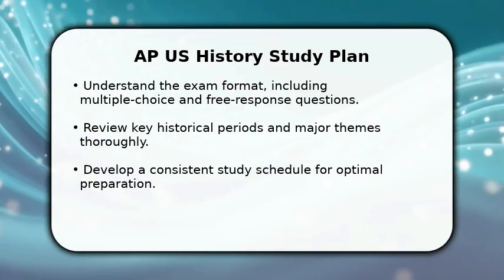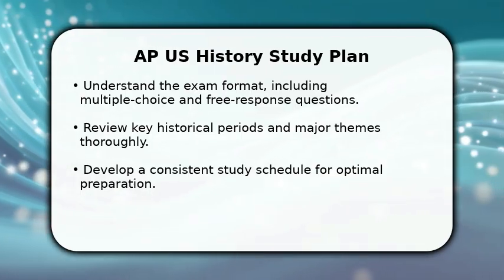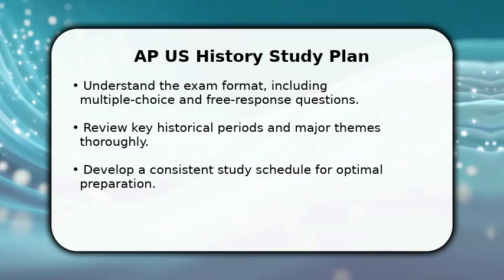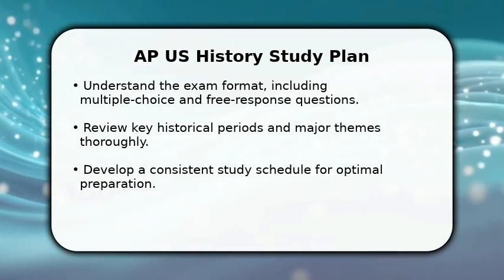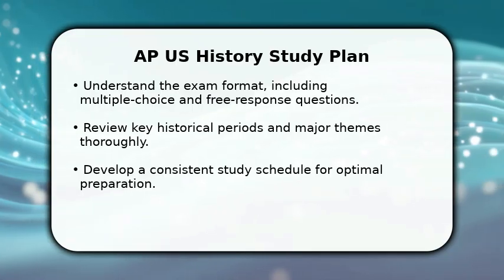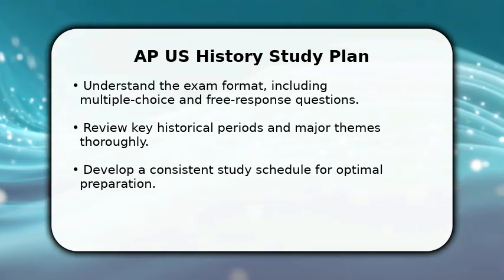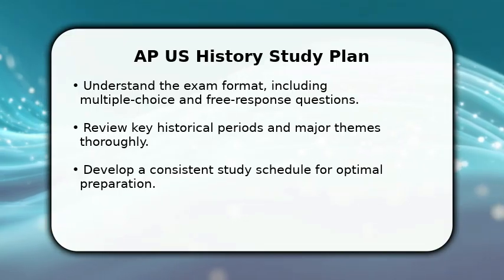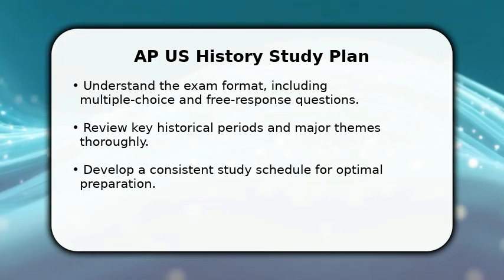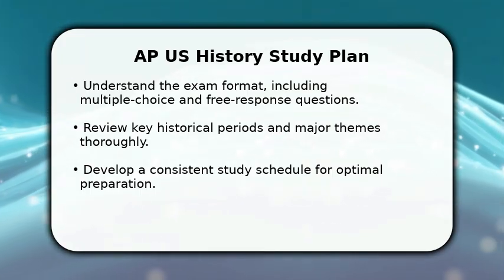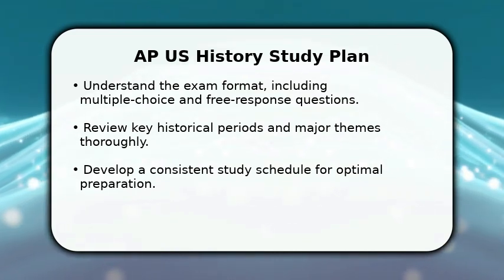In this video, I will explain how to study for the AP US History exam. First, familiarize yourself with the exam structure, which includes 55 multiple-choice questions and 4 free-response questions. Next, focus on understanding the 9 historical periods from 1491 to the present day. Finally, create a realistic study schedule, dedicating at least 1 hour daily to review content and practice skills. This structured approach will significantly boost your confidence and performance.